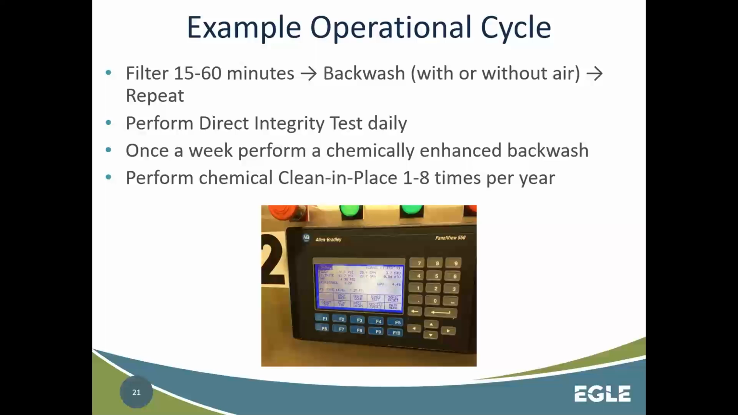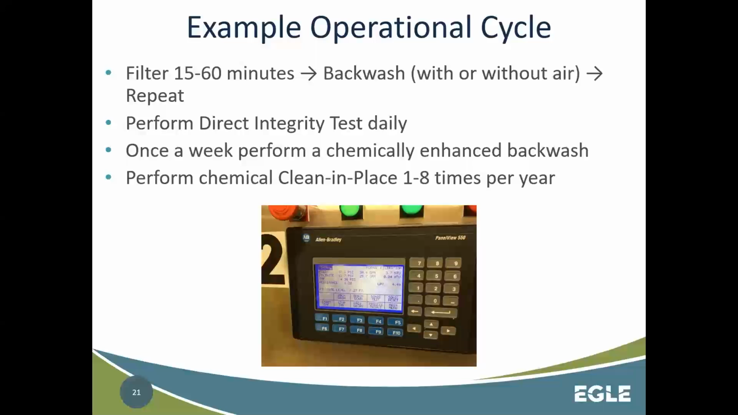Each day it needs to run a direct integrity test to make sure there aren't any breaches in it. And just to clarify, that means every day of operation. That doesn't mean 24 hours of operation, because if you have a small plant that only operates 6 hours a day, that might be four days, if my math is right, before you would do a test if you did it every 24 hours of operation. So the point is, the requirement is to do that every day your plant is operating.